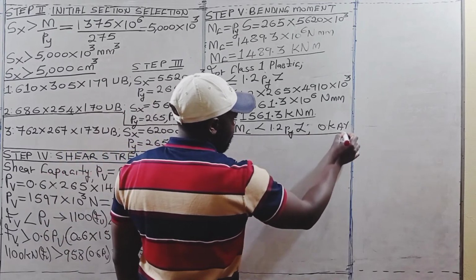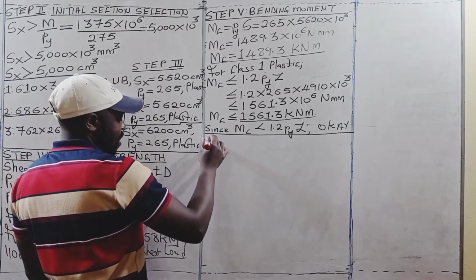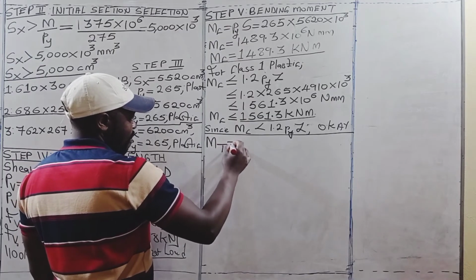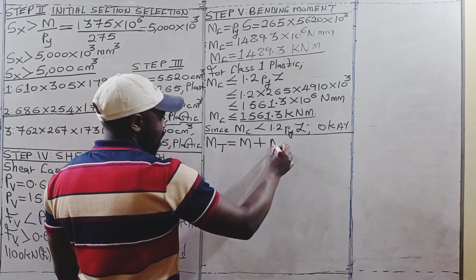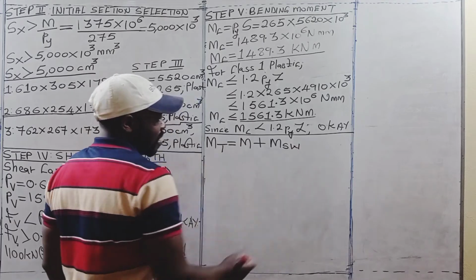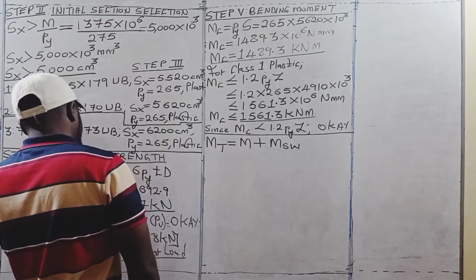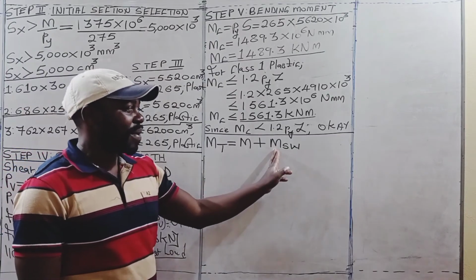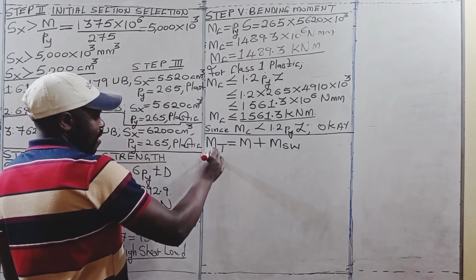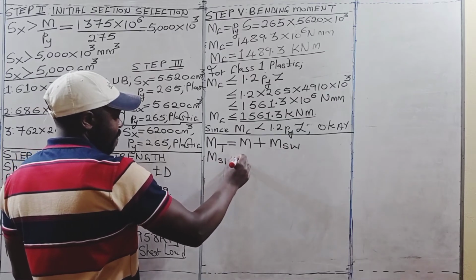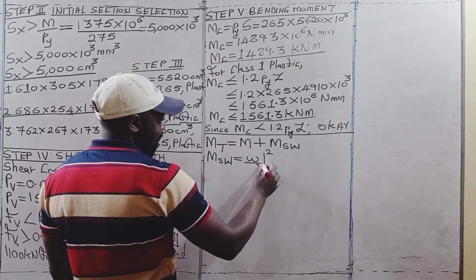But all in all, we also need to calculate the total moment. And the total moment is usually given by the design moment plus moment due to self-weight of the beam. You already have the design moment, which is 1375 kilonewtons meter. We need to calculate the moment due to self-weight of the beam. And in this case, the moment due to self-weight of the beam will be given by WL squared divided by 8.